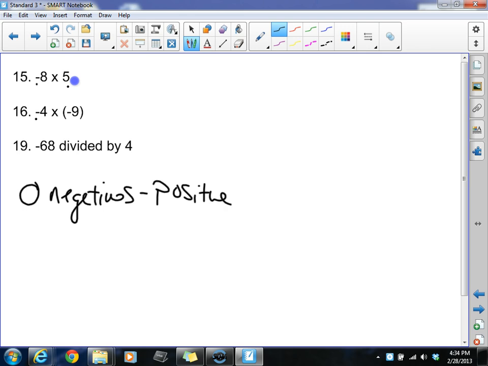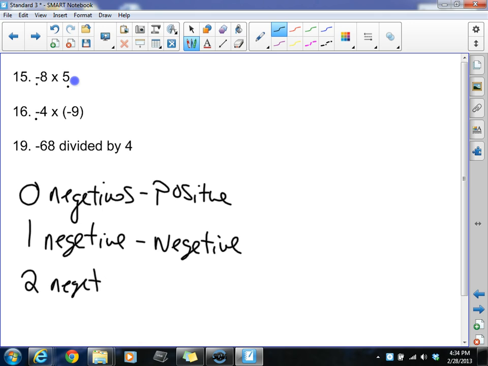No negatives, that's positive. If there is 1 negative, that equals negative. Okay, so 1 negative, the answer will be negative. And then finally, if I have 2 negatives, that equals a positive answer. So you see that? 0 negatives, I get a positive answer. 1 negative, I get a negative answer. 2 negatives, I get a positive answer.